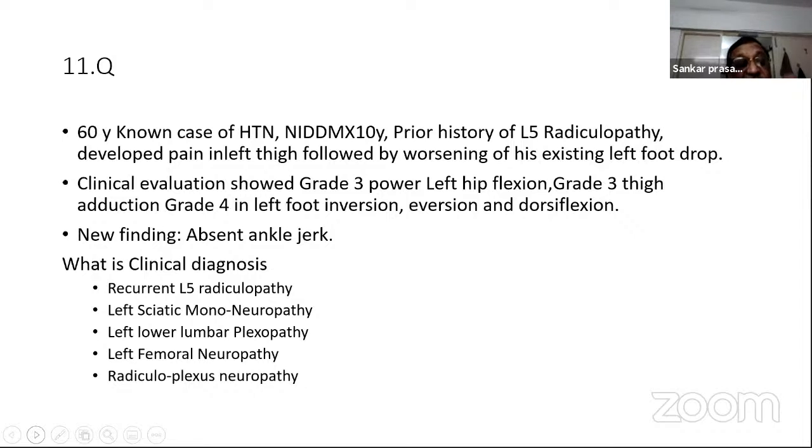Recurrent L5 radiculopathy, left sciatic mononeuropathy, left lower lumbar plexopathy, femoral neuronopathy, radiculoplexoneuropathy. This is a challenging question. Yes, nobody is coming forward.